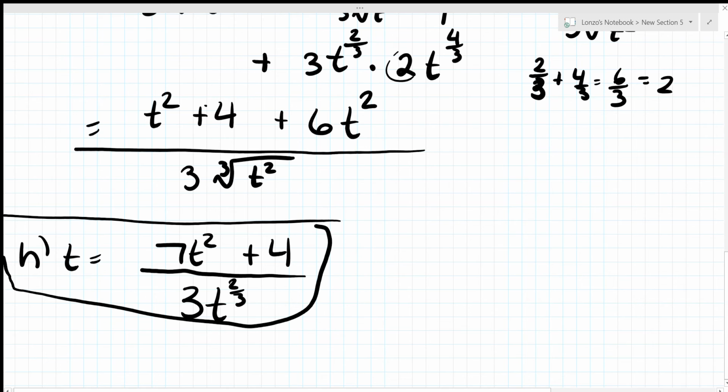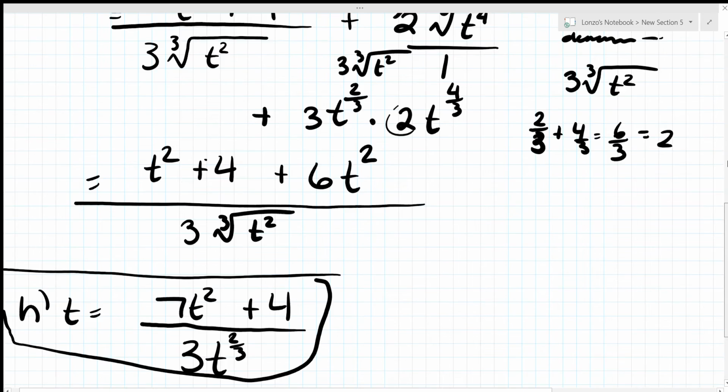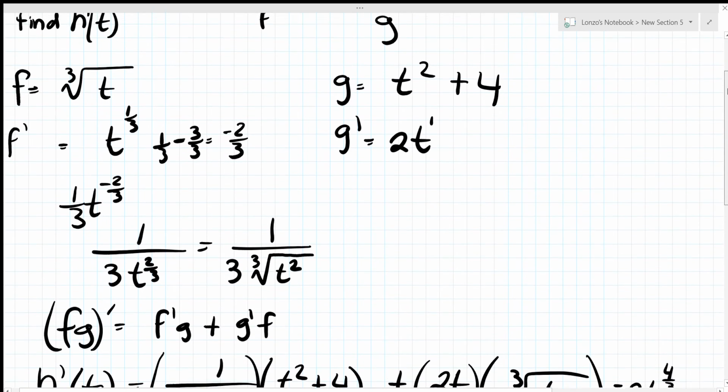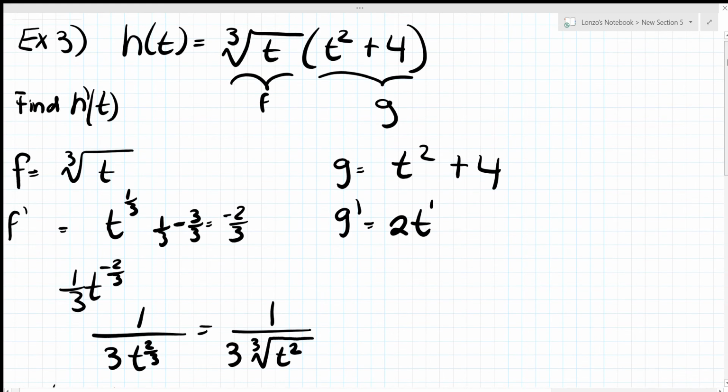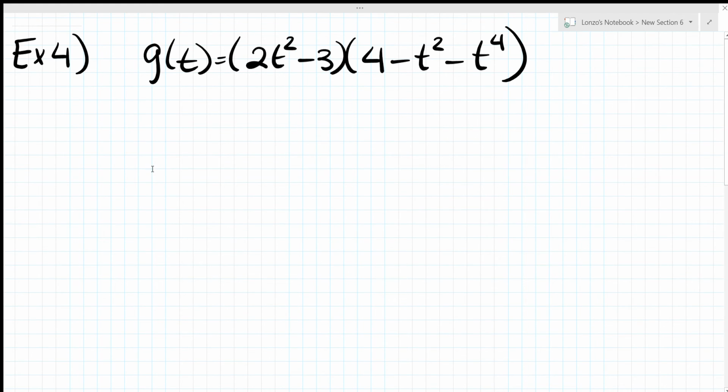Okay, so we found the product using the power rule, and so yeah, it's pretty simple. You just got to figure out your f, your g, and then you need to know the formula for the product rule. So that was example 5. Let's do example 4. I think we're only going to do 6 examples.